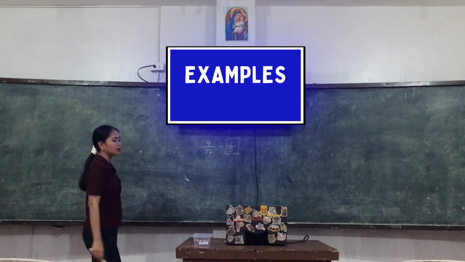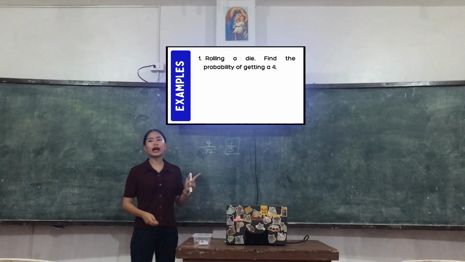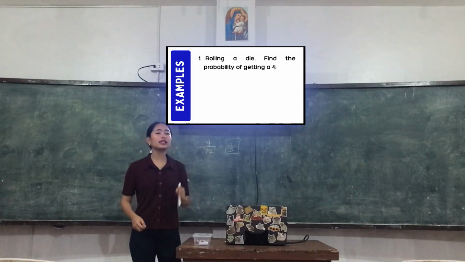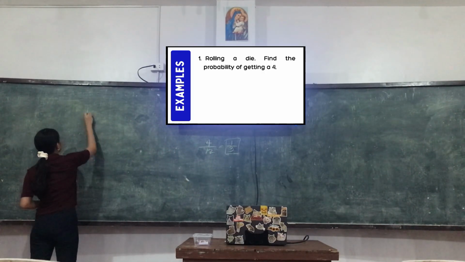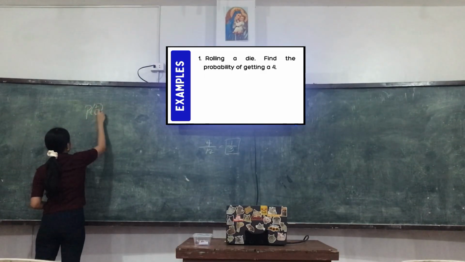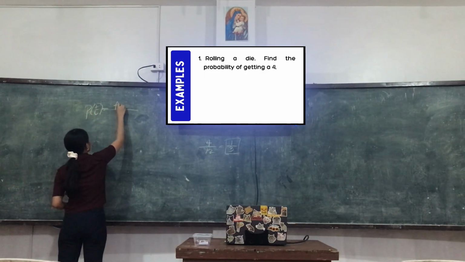Say, for example, we have here an example: rolling a die. You are going to find the probability of getting a 4. How are we going to solve that in our problem? The probability of an event is equal to the number of favorable outcomes over the number of total possible outcomes.